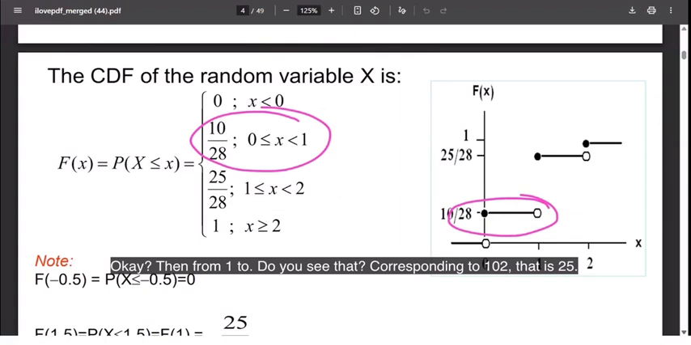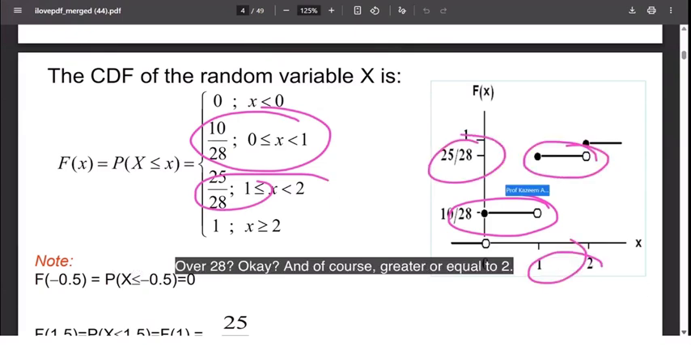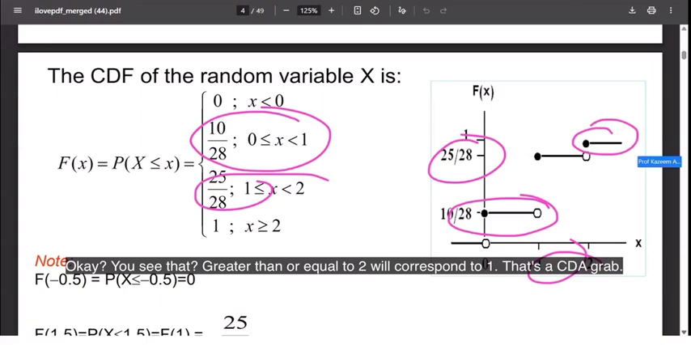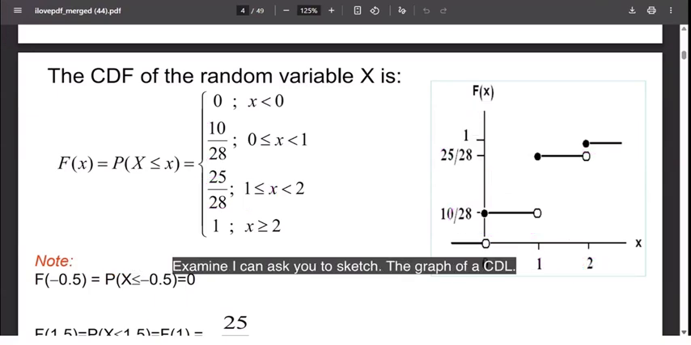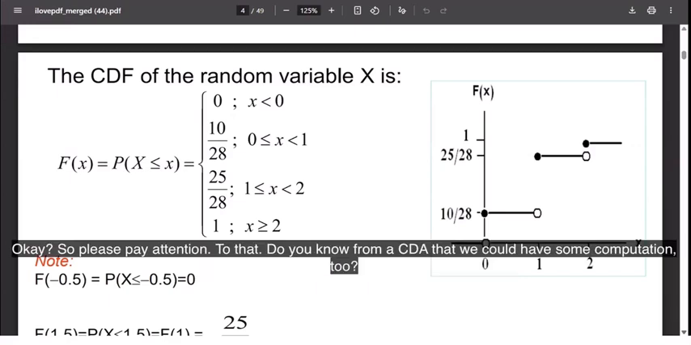Then from 1 to 2, do you see that? Corresponding to 1 to 2, that is 25 over 28. And of course, greater or equal to 2, you see that, right? Greater or equal to 2 will correspond to 1. That's a CDF graph. The examiner can ask you to sketch the graph of a CDF, so please pay attention to that.